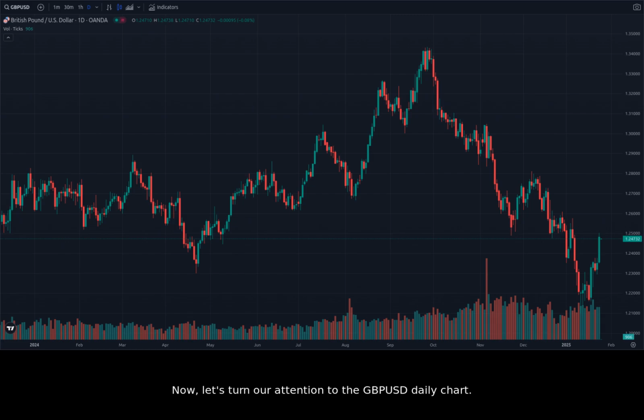Now, let's turn our attention to the GBPUSD daily chart. We observe a recent downtrend, with the price currently trading below its 20-day moving average. There is significant resistance around 1.25 and support around 1.23. The current price action suggests a bearish trend, but we need to examine other timeframes for confirmation.